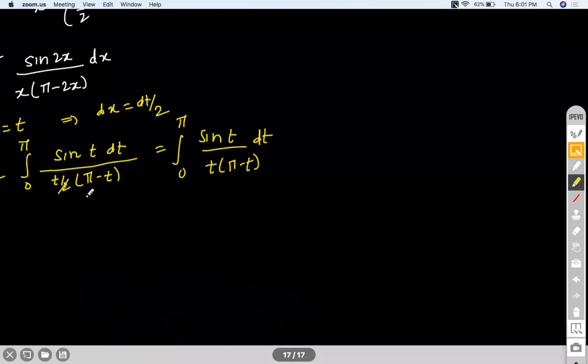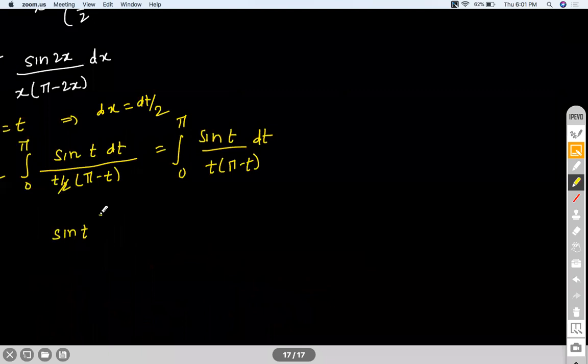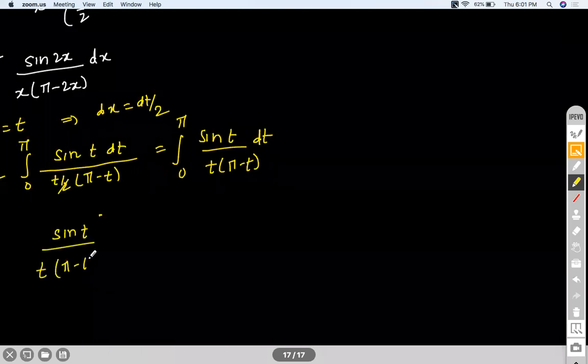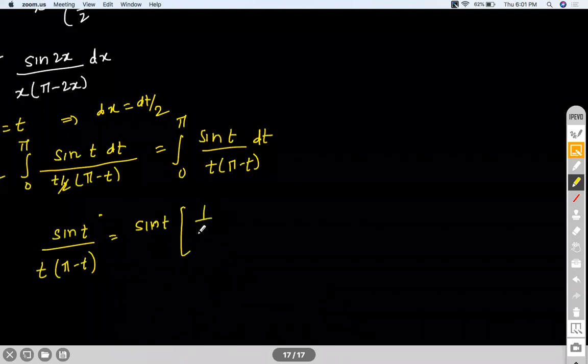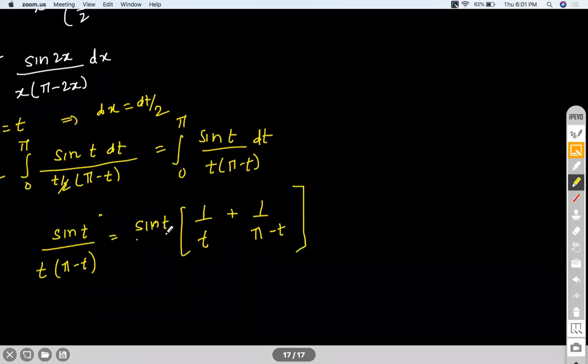Now, what I can do next is I can split this up as sine t. Let me just work on this term only. Can I split this up as sine t into 1 by t plus 1 by pi minus t? Correct, that's correct. Divided by a pi. So what I'm doing is I'm just splitting this as if I'm splitting up partial fractions.